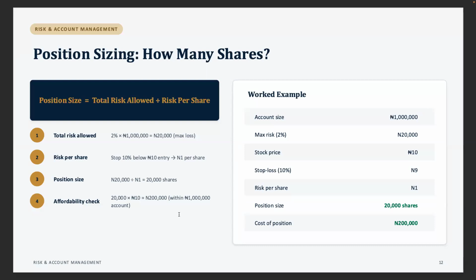That means you are taking 2 naira risk per share, right? So if I take 8,000 now divided by 2 naira, that should give me about 4,000 shares. But now if we take 4,000 shares times the price, you see that it's more than your account. Your account is about 520,000, so that means you cannot buy more than 400,000. It must be less than or equal to your account.